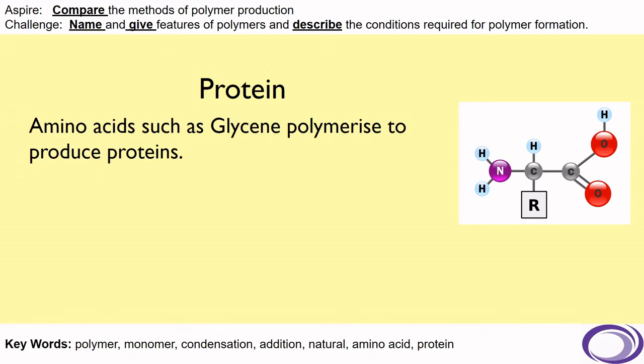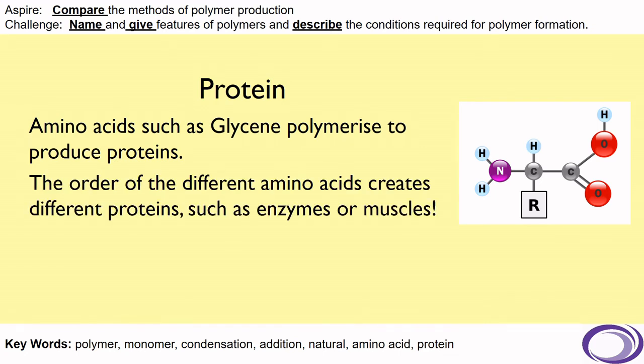Now, proteins are made out of amino acids, such as glycine, but there are many other examples. Amino acids polymerize to make proteins. The order of the different amino acids creates different proteins. So the order of amino acids will be different in enzymes to what it will be in muscles, to what it will be in your hair, or even any other substance in your body. And it's that order that is controlled by your DNA and by ribosomes.